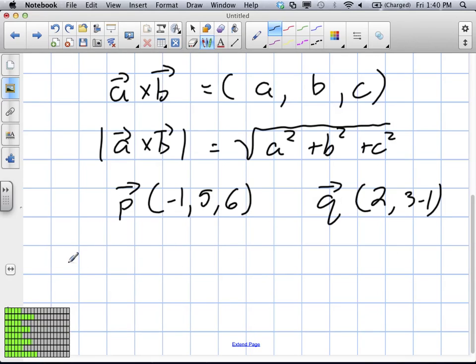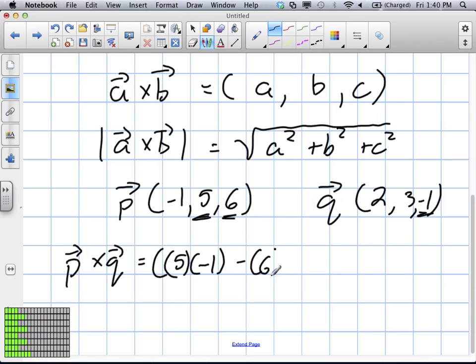Okay, cross product, PQ. The cross product of PQ is A2, which is 5, times B3, which is negative 1, and then minus A3, which is 6, times B2, which is 3. That would be our first term.